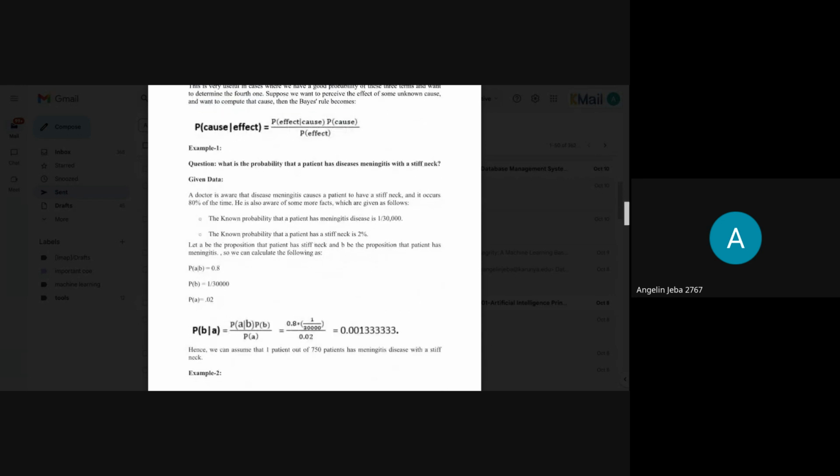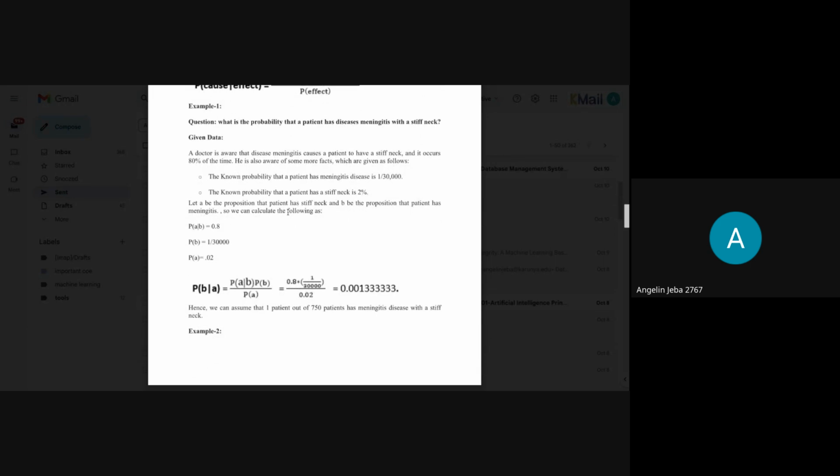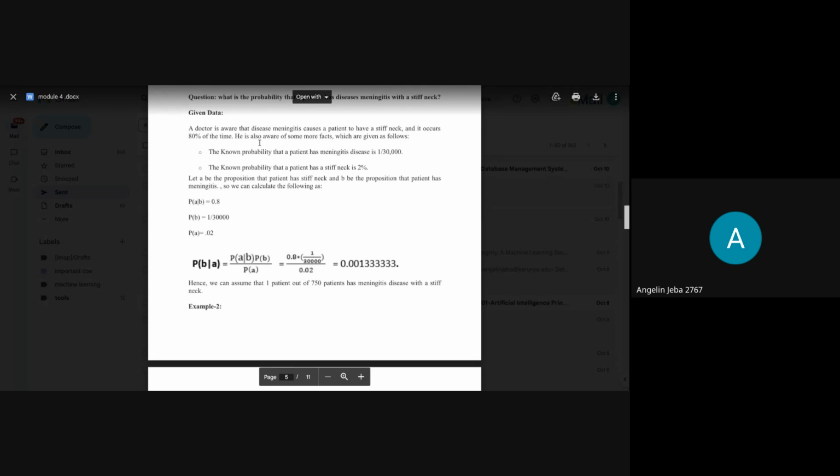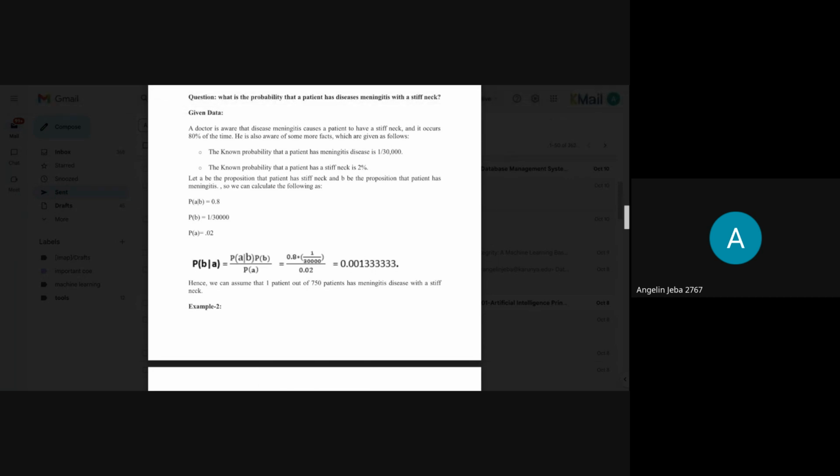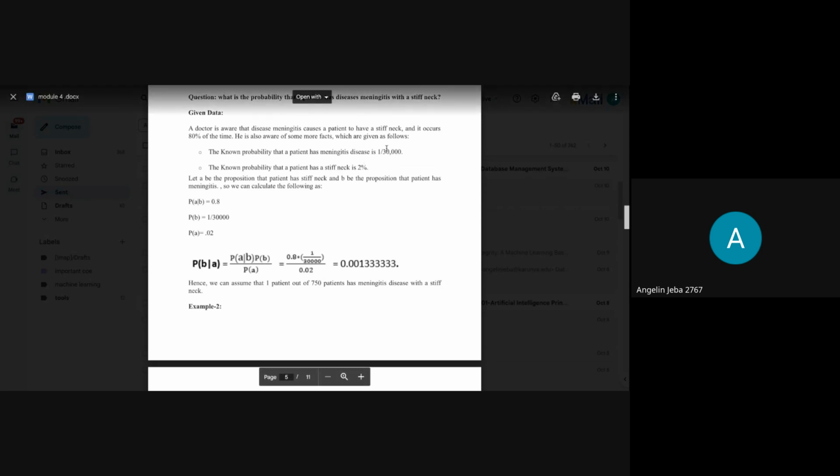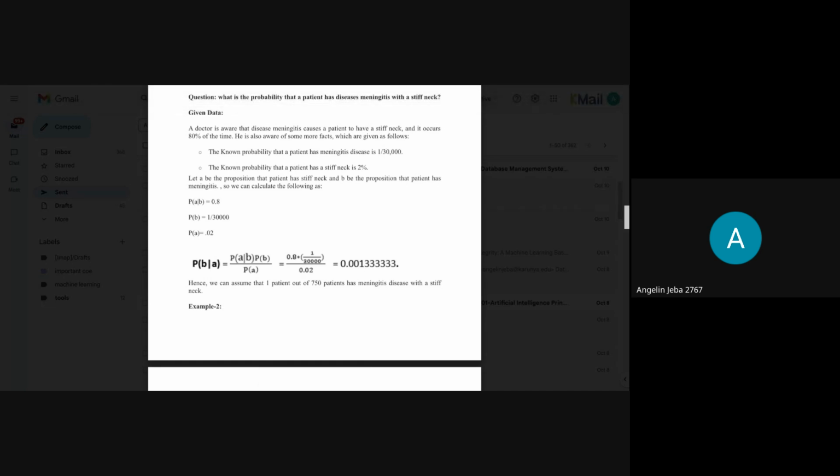So question 1, let's see here. A doctor is aware that the disease meningitis causes a patient to have a stiff neck, and it occurs 80% of the time. He is also aware of some facts given below. The known probability that a patient has meningitis is 1 out of 30,000, and the probability that a person has a stiff neck is about 2%. So we have to find whether meningitis is the cause of the stiff neck.